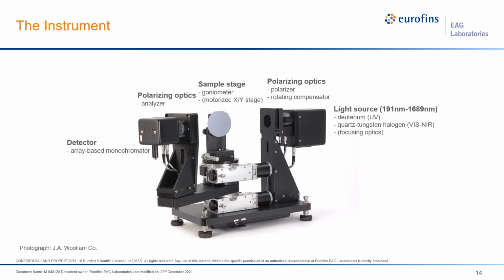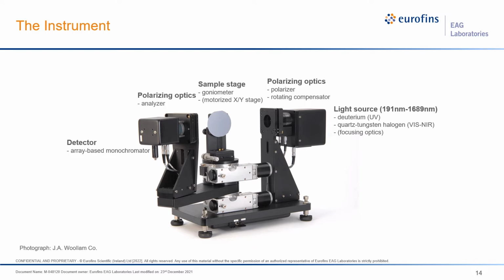We can now have a closer look at the instrument I showed earlier. Although there are several different optical configurations possible for an ellipsometer, and ours is actually different from the polarizer rotating analyzer configuration I just discussed, we can still recognize some of the more important components of the ellipsometer. From right to left, we first have the source. The source has two lamps to cover the entire wavelength range, from 191 to 1689 nanometers, a deuterium lamp for the UV region, and a quartz halogen lamp for the visible and near-infrared part of the spectrum.